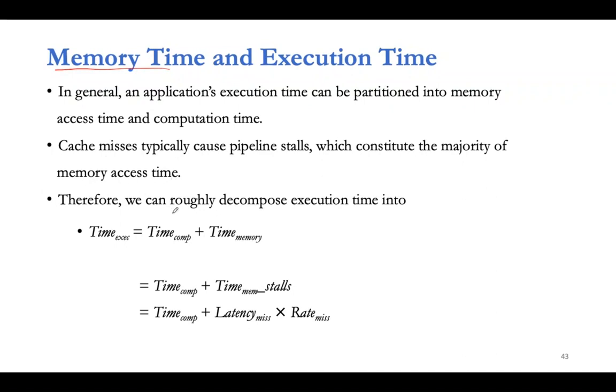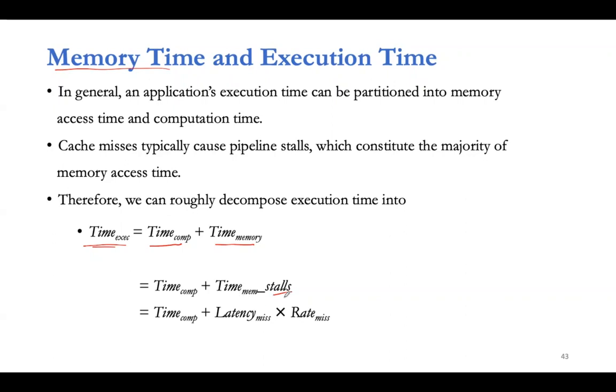So therefore we can roughly decompose the execution time of any application into computational time and memory access time. Computational time is common, that will not change. But in the memory access time, if a cache miss is happening, the main memory is accessed. During the main memory access, your CPU will be stalled. Your CPU stops until it gets the data from the main memory to cache to your CPU.